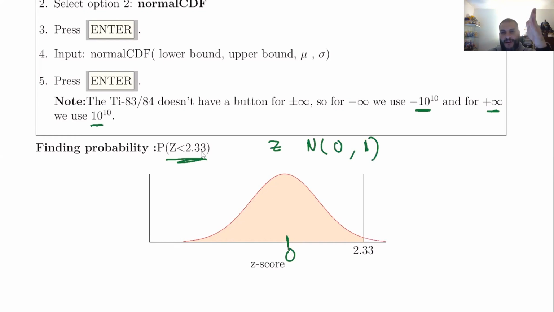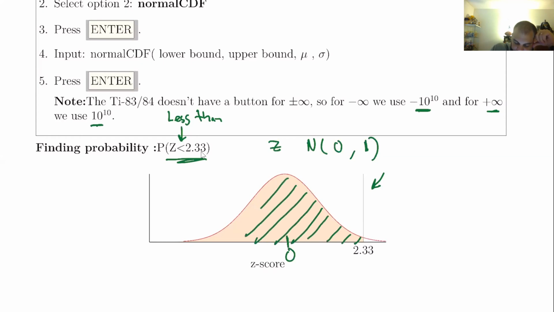So in the middle of our normal distribution, we'll put 0. If you look right here, I put 2.33. And if you look at this inequality, it says less than. So we're saying z is less than 2.33. That's why I shaded the left-hand side. All right, so that's my drawing so far. Any questions in regard to that drawing?